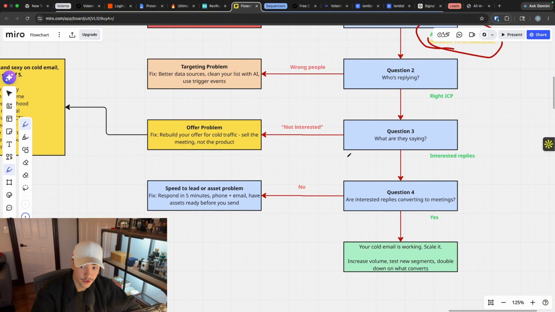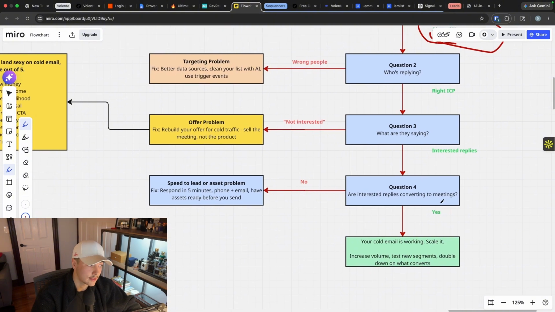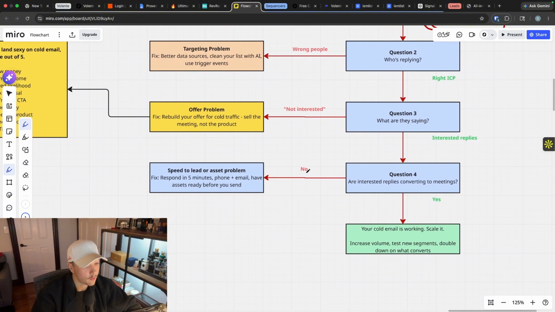And then question 4, are interested replies converting to meetings? This is one we're actively dealing with. The biggest problem with this is, what are you actually sending to the prospect when they answer positively to your email? For example, we have a client, I'm going to reference the same one, the one that does creative for tech companies.